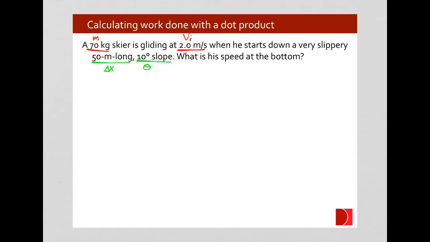So here, if we want to know what is his speed at the bottom, we'll find that via change in kinetic energy. We're going to look at what work is being done on the skier, and then we'll be able to find his speed via kinetic energy.